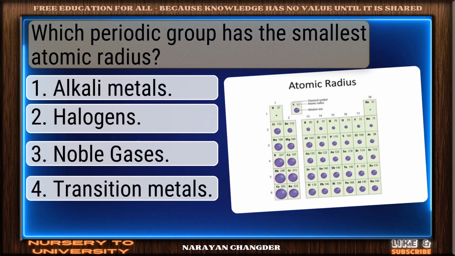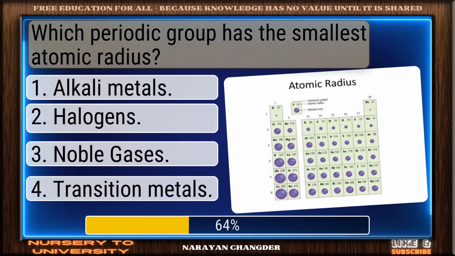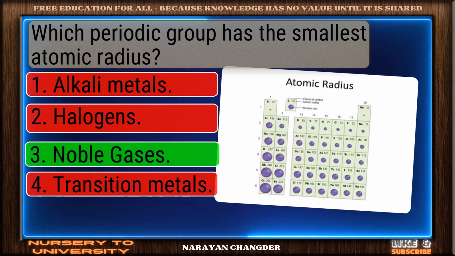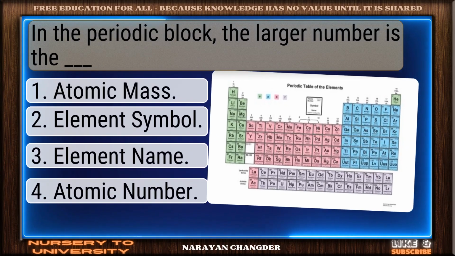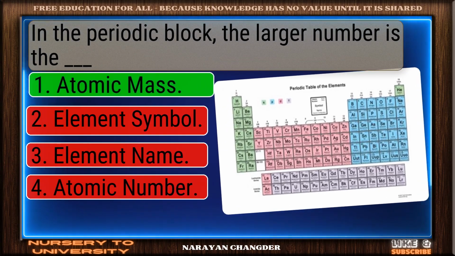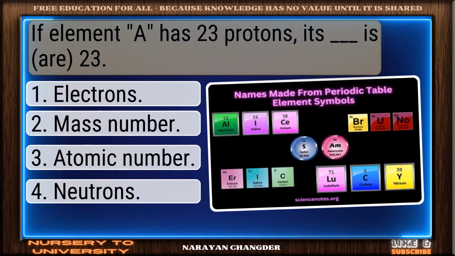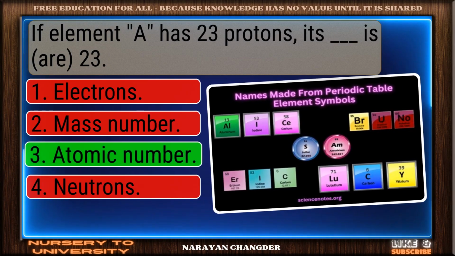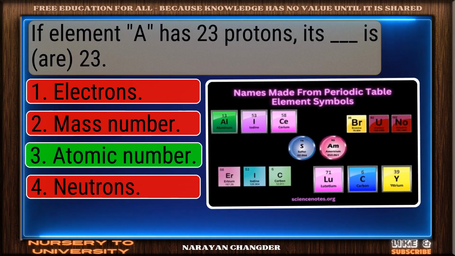Which periodic group has the smallest atomic radius? Right choice. Noble gases is the best answer. In the periodic block, the larger number is the dash. You chose atomic mass, and it is correct. If element has 20 protons, its dash is 23. Great thinking. Atomic number is the right choice.